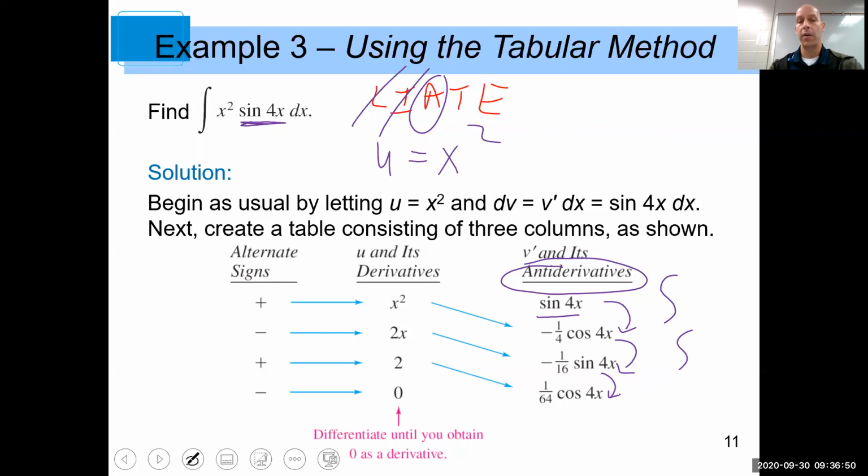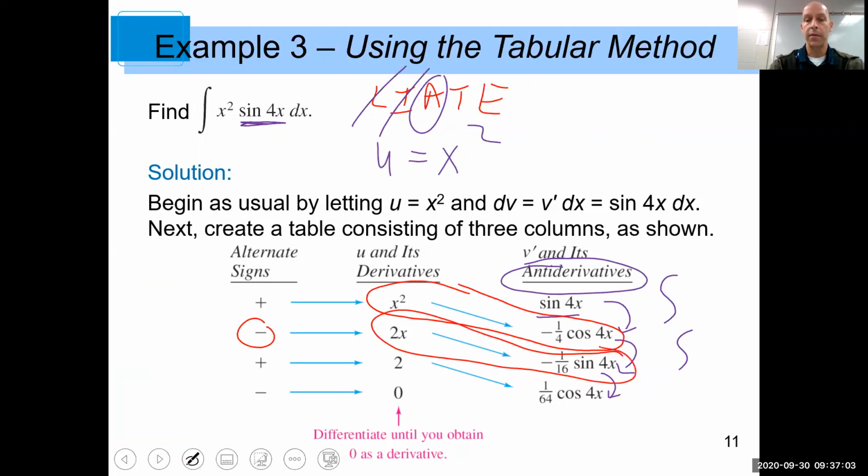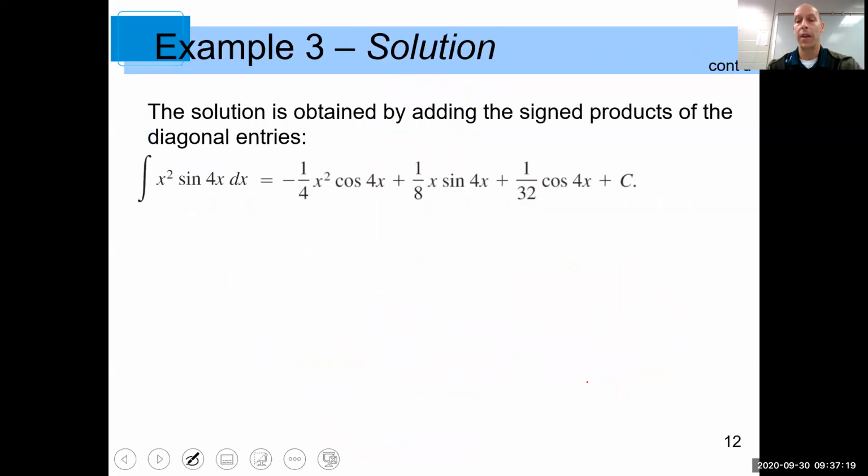So I'm telling you that the final answer is going to be as follows, and I'll show you on the next slide. It's going to be this times this, minus this times this, plus this times this. So the first term is going to be negative 1/4 x squared cosine 4x. Then minus and minus, so that'll be plus 1/8 x. So anyways, I'm going to show you the answer on the next slide.